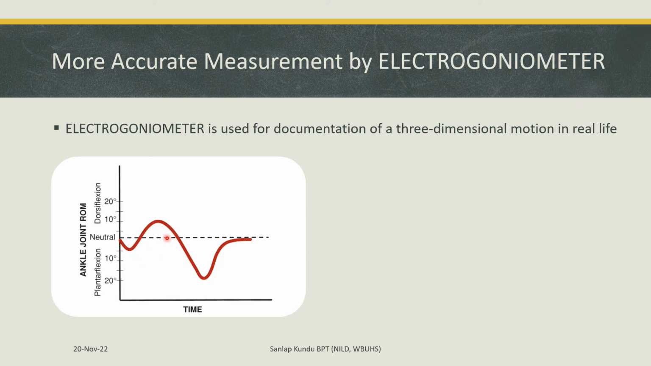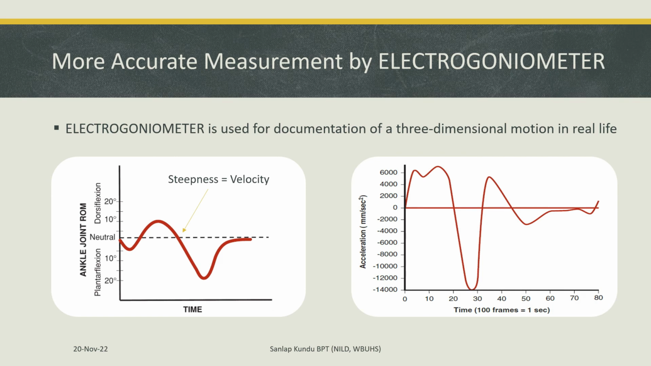Now in this figure you can see this graph portrays not only the angle between two bony segments at each point, but it also detects the direction of motion, and the steepness of this curve represents the velocity. In the second curve, it plots the variation in linear acceleration of a body segment over time without regard to the joint angle.